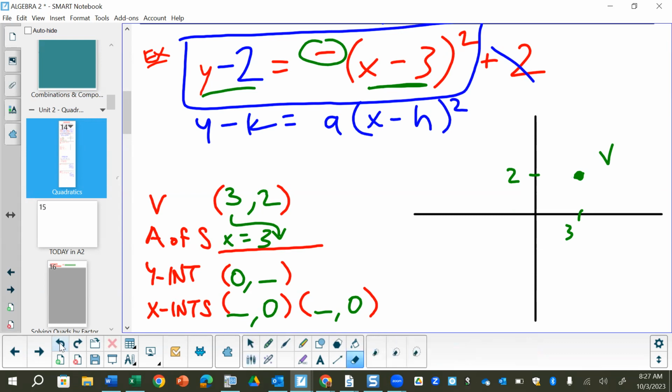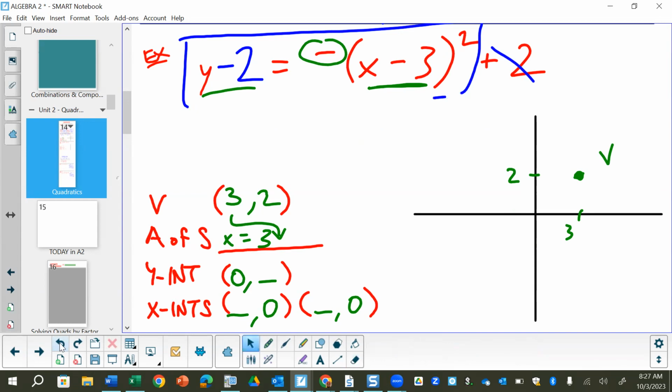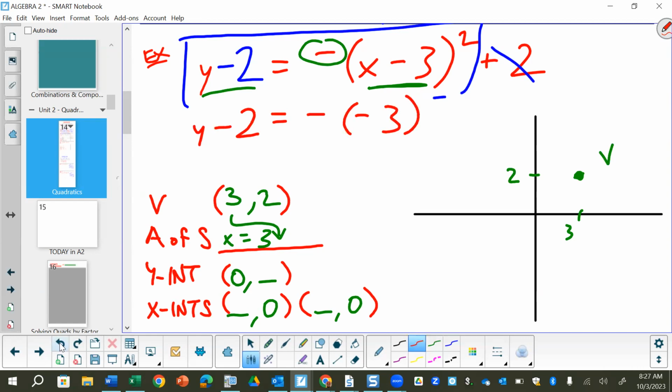Okay. So do that. Got this. Okay, and do not commit that algebra fraud. I know you want to cancel these negatives. All right, but you're supposed to do what? Parentheses. What's after parentheses? Exponent. You've got to do this first. Okay, now what's negative 3 squared? Positive 9. And now it's negative. And what's your last step? Add 2, and we get negative 7.